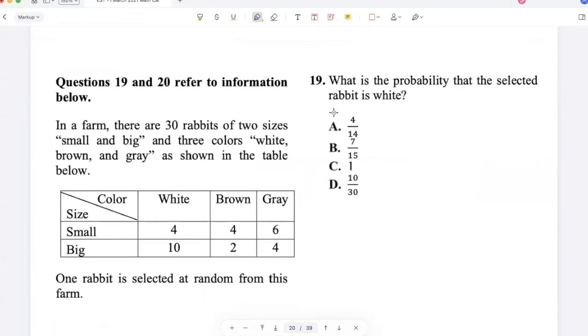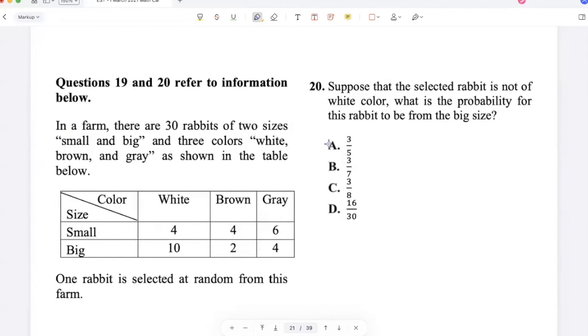Okay. What is the probability? First, let's read this. In a farm, there are 30 rabbits of 2 sizes, small and big, and 3 colors, white, blue, and gray. Okay, 1 rabbit is selected at random. What is the probability that the selected rabbit is white? So 1 rabbit is selected at random. So we're looking at all 30 rabbits and white is 14. So that becomes 7 by 15, option B.